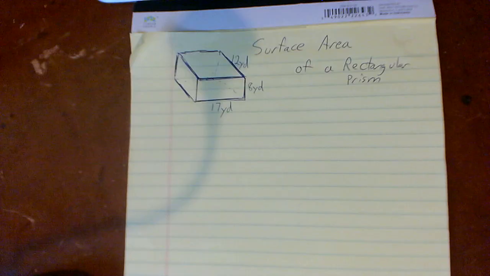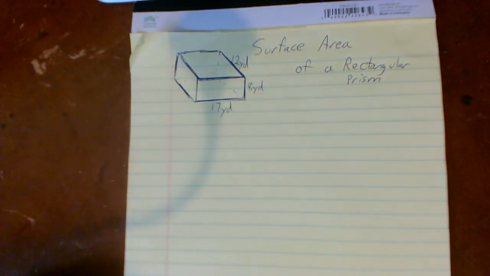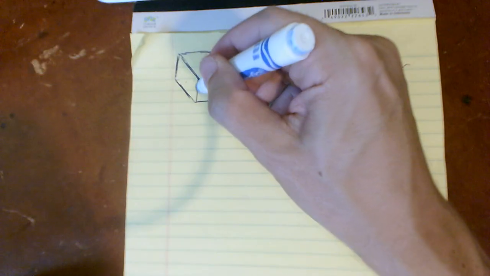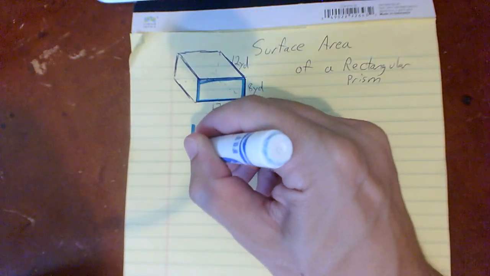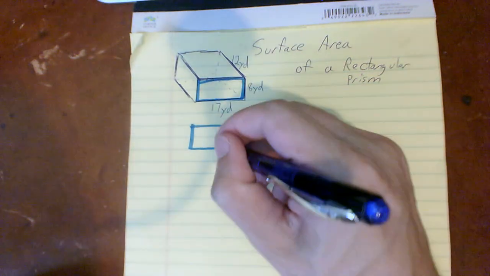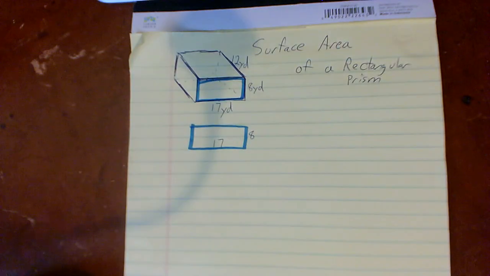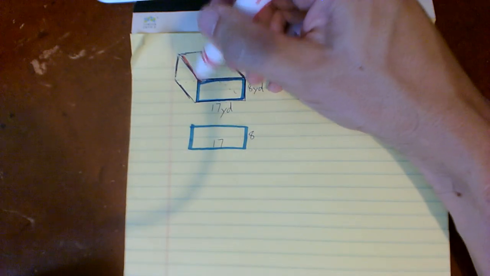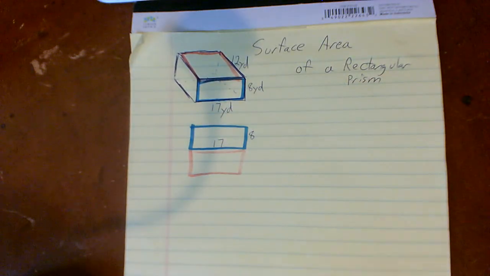So to get the surface area of this thing, we want to get the surface area of each piece. Now, it might be a little tricky. I'm going to look at this. I'm going to highlight in blue the front of this. Then we're going to draw it out here. So this front piece is going to be 17 by 8, base height. Now I'm going to look at the top and highlight that in red. Here's my top. So again, that's 17 by 12.